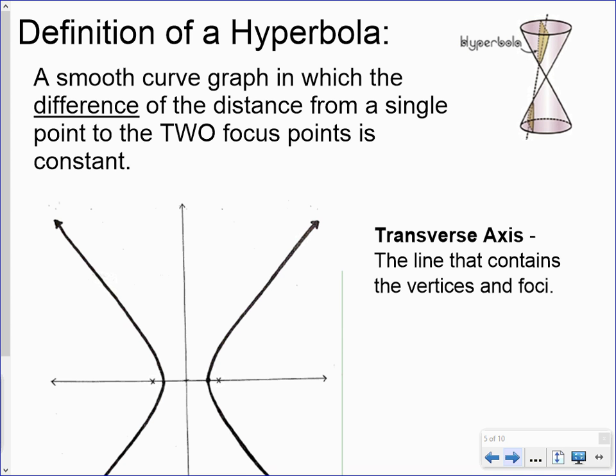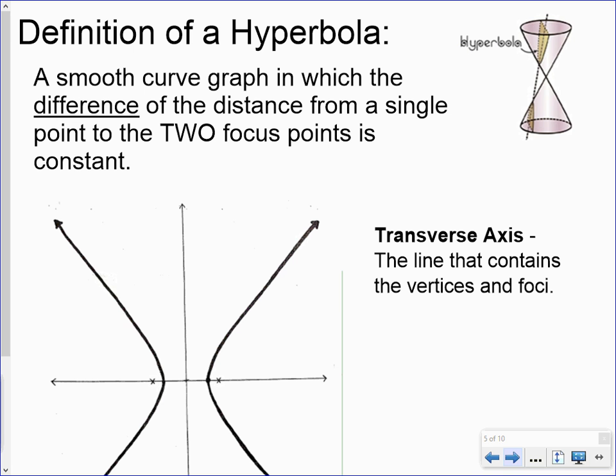If you'll remember from yesterday, vertices and foci were on the same axis for an ellipse. The vertices and the foci, the A's and the C's, were on the major axis of the ellipse. And so the vertices and the foci are still on the same axis, and they're going to be on something called the transverse axis. The transverse axis is the axis that your hyperbola opens up around.